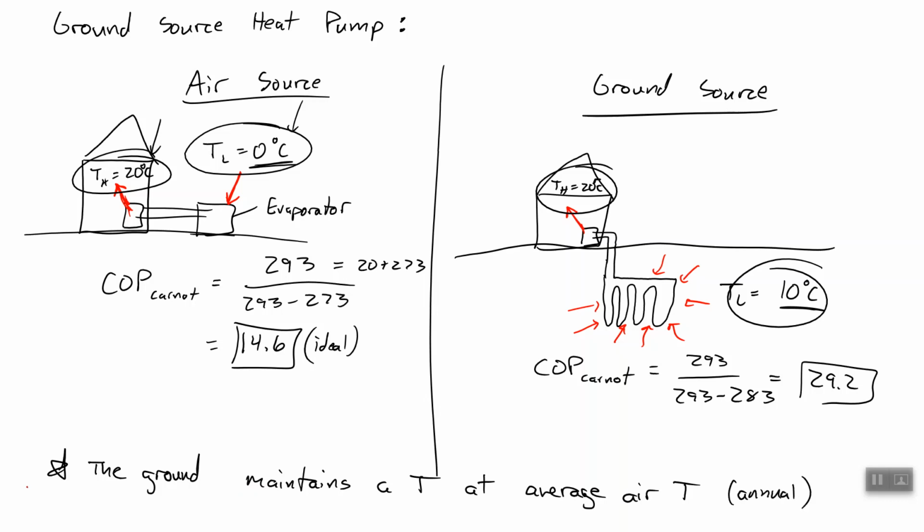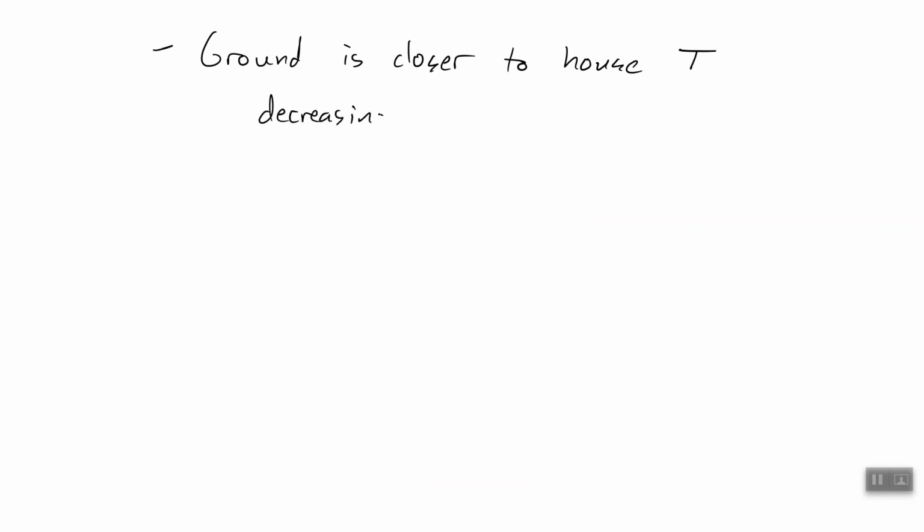Which is great because on the coldest winter days or the hottest summer days, that ground is at a much better temperature. In fact, the ground is going to almost always be closer to the house temperature. What this does is it decreases the lift that the heat pump must produce, where lift is defined as the temperature gradient it's working against.